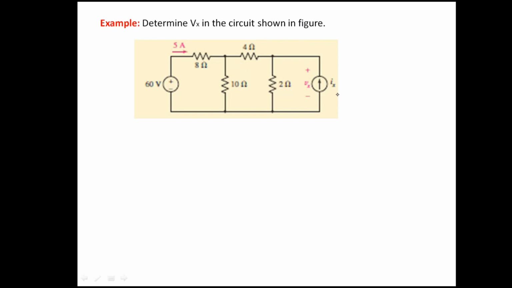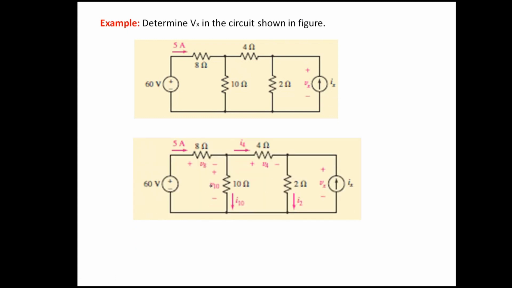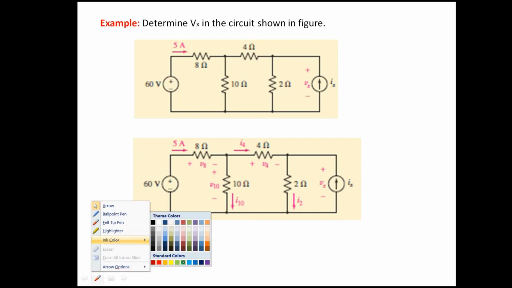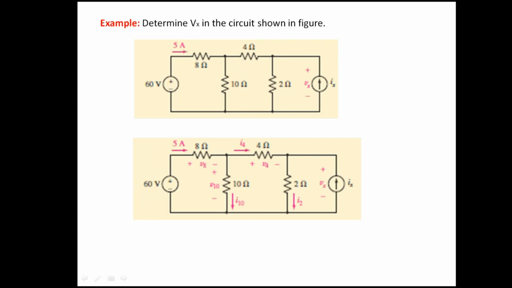For this circuit, let us start the solution by assuming the voltages and currents in various branches. In the problem itself, they have given 5 amperes current in the 8 ohm resistor, and I have assumed the voltage across 8 ohms as V8 with polarity plus and minus. The current in the 10 ohm resistor I assume as I10, in the downward direction, so the voltage polarity across the 10 ohm resistor would be plus here and minus here.